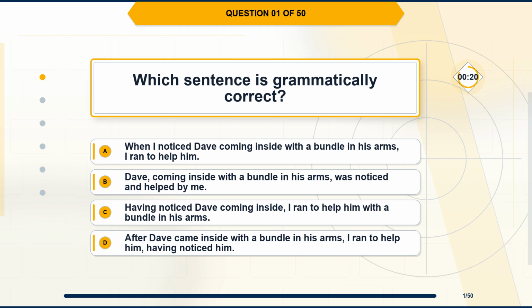Option A. When I noticed Dave coming inside with a bundle in his arms, I ran to help him. Option B. Dave, coming inside with a bundle in his arms, was noticed and helped by me. Option C. Having noticed Dave coming inside, I ran to help him with a bundle in his arms. Option D. After Dave came inside with a bundle in his arms, I ran to help him, having noticed him.